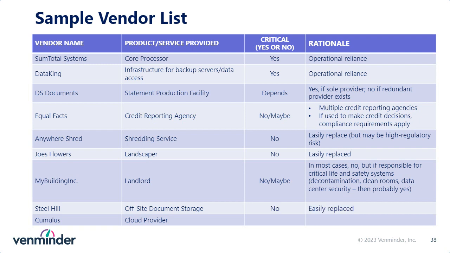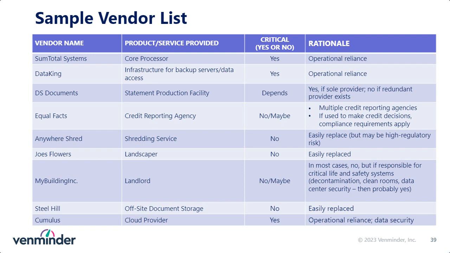Now let's talk about off-site document storage. Generally, no. Now, even though off-site document storage is very important, lots of legal requirements about how long to retain physical documents, etc. There are multiple options in the marketplace, and in fact, you could move your records from one vendor to another. Generally speaking, they're not in any inherent danger, so no. Your document storage, even though it's very important, is not generally going to be a critical vendor. All right, so that brings us to Cumulus, our cloud provider.